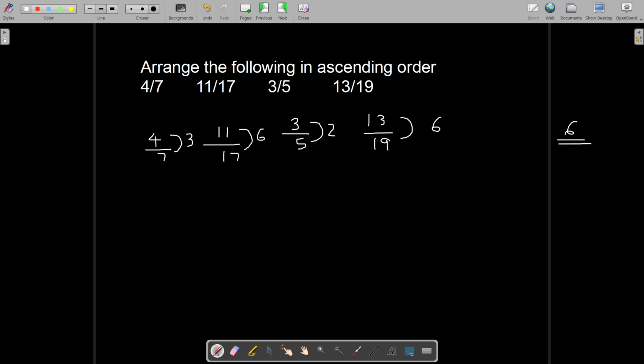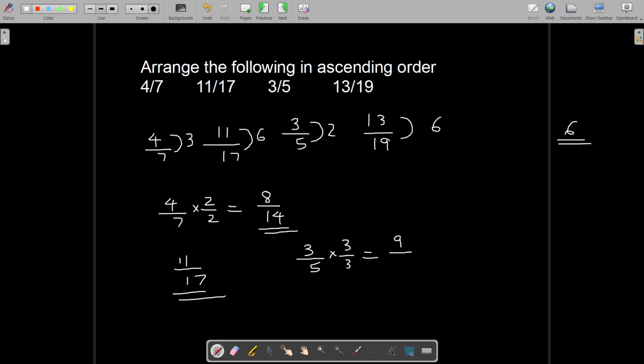What I mean by that is, 4 by 7 you have to multiply numerator and denominator by 2. 8 by 14. Now the difference between numerator and denominator is 6. Second fraction is 11 by 17. Leave it as it is. Third fraction is 3 by 5. Difference is 2. Multiply numerator and denominator by 3. 9 by 15. Now the difference between numerator and denominator is 6.